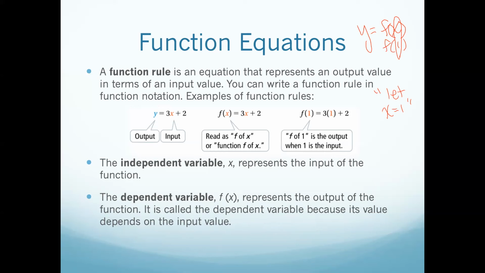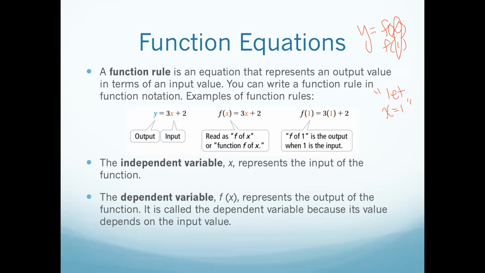Since all of this revolves around x, x is called our independent variable. I can choose a different x and then y will change with it. So x is the independent variable and y depends on x. So we call it the dependent variable. Y, also called f of x, is the dependent variable.